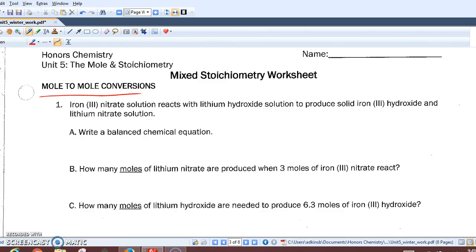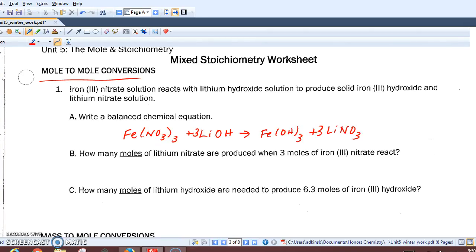So for this first one, iron 3 nitrate solution, iron is 3 plus, nitrate's minus 1. So we have Fe(NO3)3 reacts with lithium hydroxide. Both of those have a 1 charge, so LiOH, to produce. Now they're telling you what the products are, but if they had told you that this was just double displacement, you would know that you would switch, and the cation from the front would bond with the anion of the last. But they tell you that it makes Fe(OH)3 plus LiNO3. So of course we need to get that balanced. 3 LiOHs and 3 LiNO3s is your balanced chemical equation.